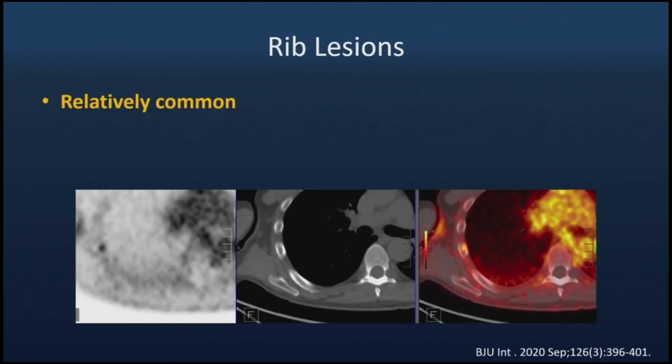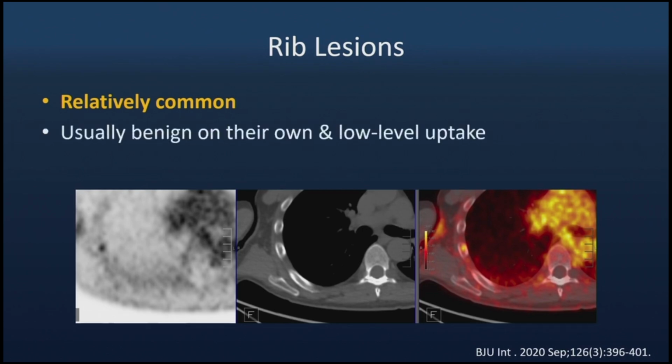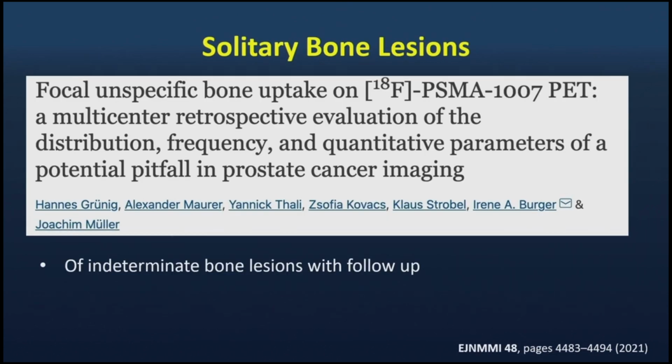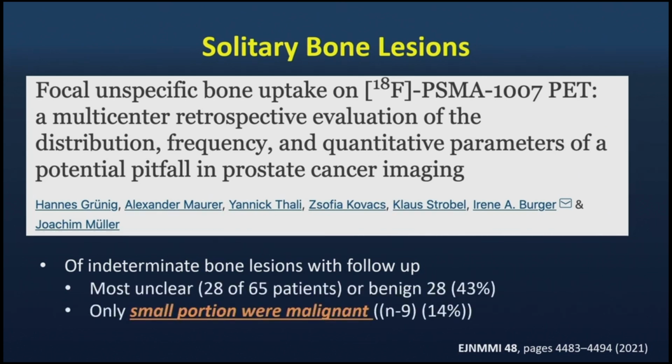In fact, rib lesions are relatively common. They're usually benign on their own and low-level uptake, and I tend to ignore them if they're not intensely avid or getting more intense in the follow-up if there is one. There have been lots of studies that have looked at solitary bone lesions. Of indeterminate bone lesions, a majority of them are indeterminate on follow-up. Most are unclear, but only a small percentage end up being malignant. So I treat these very, very carefully. I don't say, oh yes, definitively, because there's lots of benign things that cause uptake in the bone.